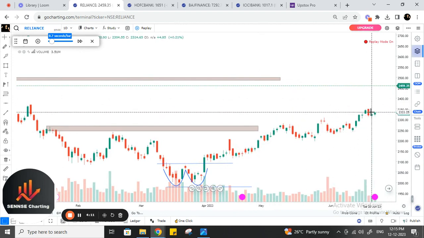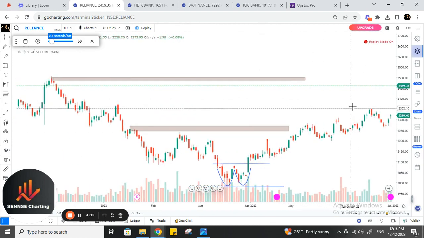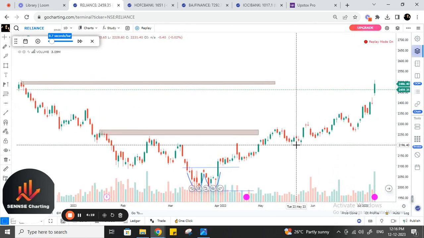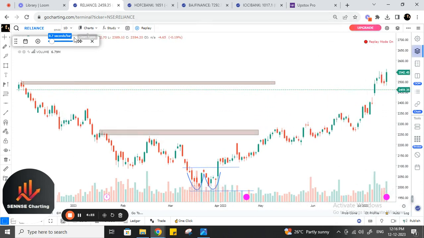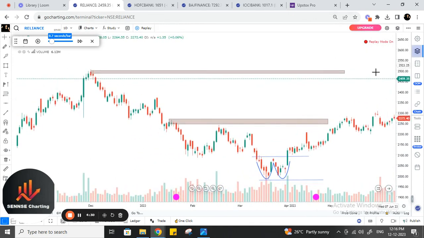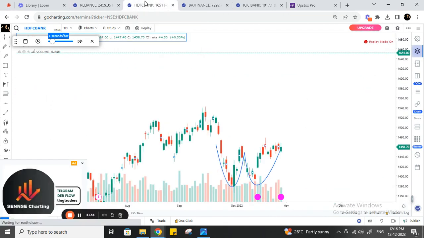So now it is trying to go up. It has reached this particular target and is forming higher highs. Compared to this low, this low is higher, and compared to this high, this high is higher. Now the second target is also reached, and this is where I'll book my profit from this particular Reliance Industries trade using double bottom. Moving on to the next stock analysis, HDFC Bank.